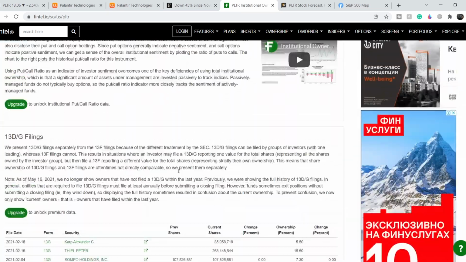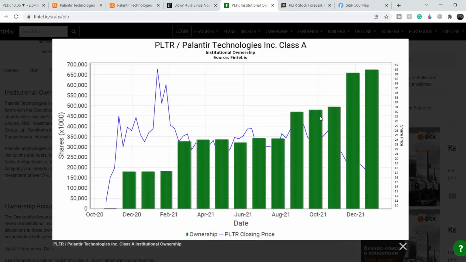And this means, let me show you right here, this chart indicates that a lot of new institutional investors buy this stock despite the huge decrease in price. And it is a very good long-term catalyst.